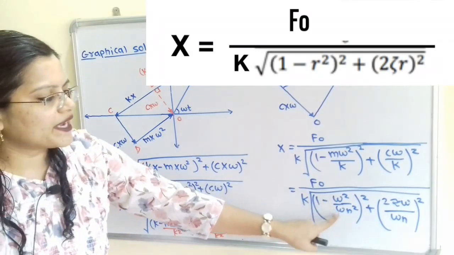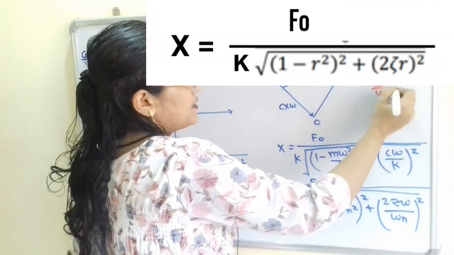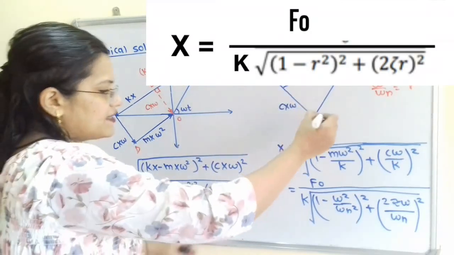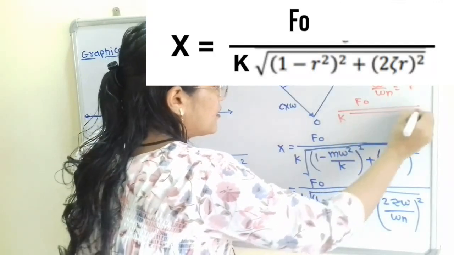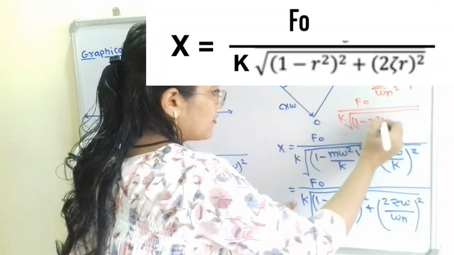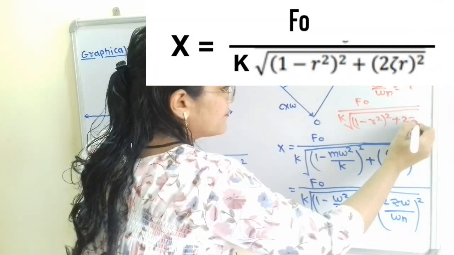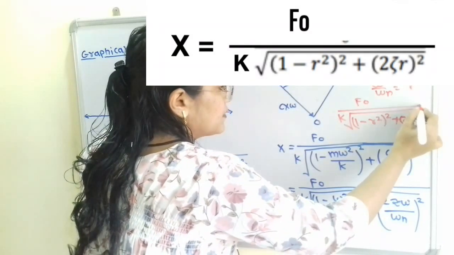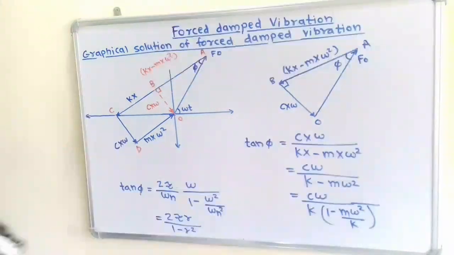So the ratio of omega by omega n is the frequency ratio r. So how can we rewrite this? We can rewrite this as F0 divided by k under root of 1 minus r square bracket square, plus now 2 zeta, and omega by omega n, that is r, 2 zeta r bracket square. So this is the formula to find out the value of x.